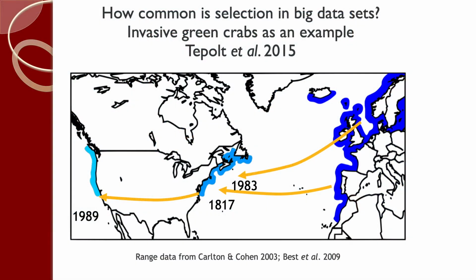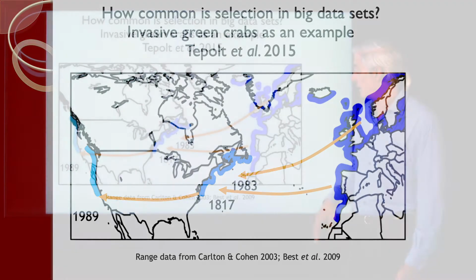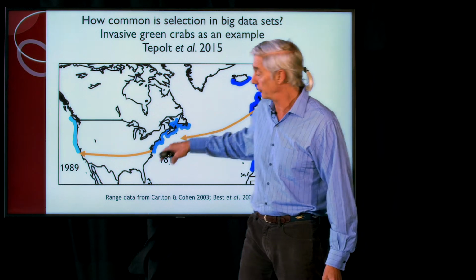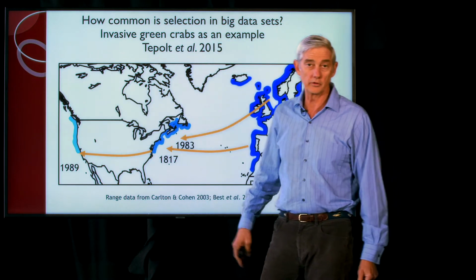An example of that is data from Carolyn Teppold's work on green crabs as they had invaded North America. Green crabs are very common along the coast of Europe, from northern Africa all the way up into Norway. They invaded the east coast of the United States in two waves, one in about 1817 into the central part of the United States, and then another invasion, another transportation from northern Europe into the northern east coast of the US in the 1980s. And then in the late 1980s, there was another invasion from the East Coast into San Francisco Bay, and they subsequently spread north.